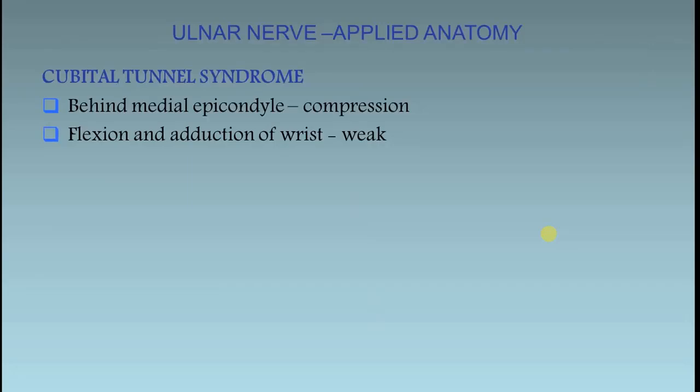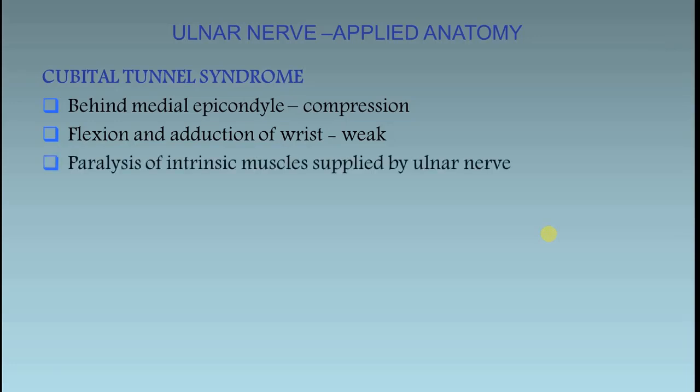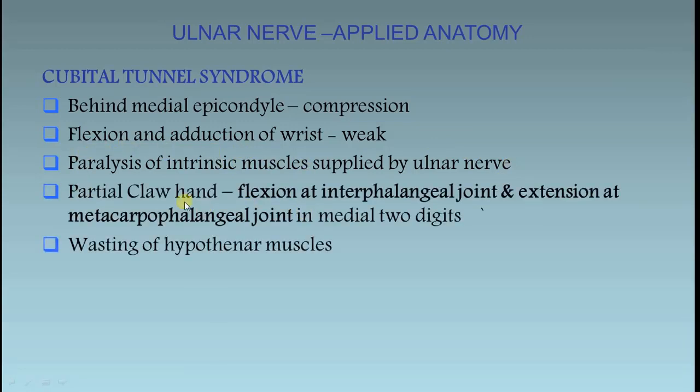So applied anatomy is cubital tunnel syndrome, when the nerve is getting entrapped while passing through the medial epicondyle. The nerve might get compressed. So you get weak flexion and adduction of the wrist, but some amount of flexion is there because the other flexors are supplied by the median nerve. But the intrinsic muscles, the short muscles of the hand, will all be paralyzed. And you get a partial claw hand.